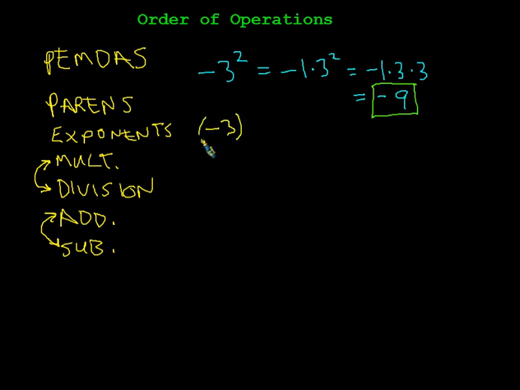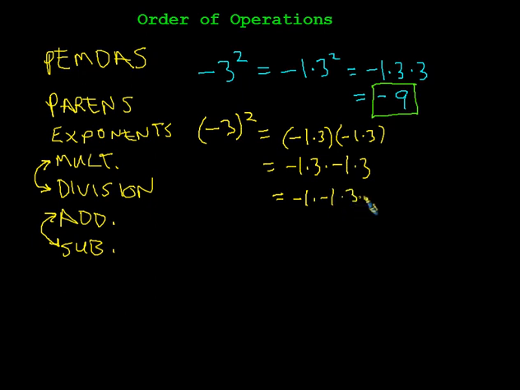But in order to write it out like that, we write it out this way, negative 3 in parentheses squared. And what that means is negative 1 times 3 in parentheses times negative 1 times 3. Again, if we use the associative property, we can throw away the parentheses, and if we use the commutative property, we can then rearrange things. So negative 1 times negative 1 times 3 times 3, and that ends up getting us to be a positive 9.